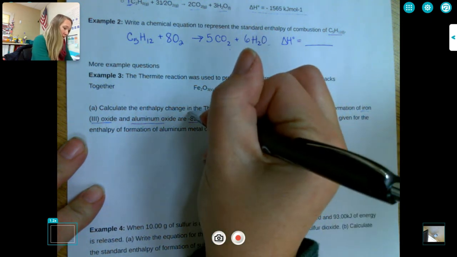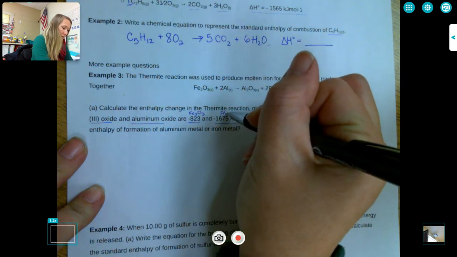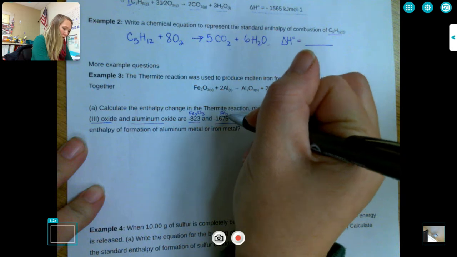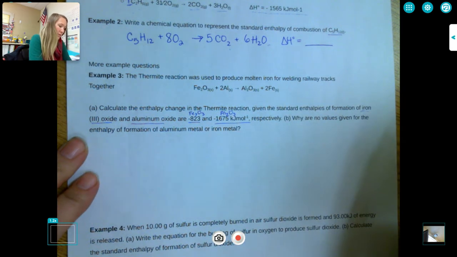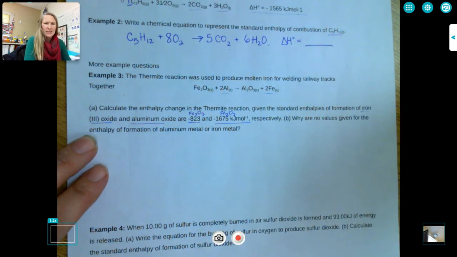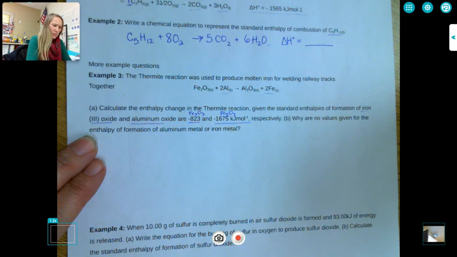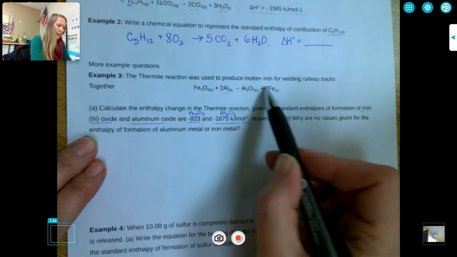So that means this guy is your Fe2O3 and this guy is your Al2O3. Okay. And then part B, why are no values given for the enthalpy of formation of aluminum or iron? Well, let's answer that first, because otherwise, how do we do this problem if we're only given information about this guy and this guy, or this one and this one?